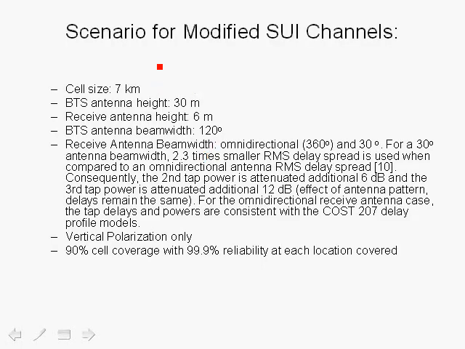Now here's a scenario for the modified Stanford University Interim channels. One is that the cell size is about 7 kilometers, the base station antenna height is 30 meters, the receive antenna height at the CPE is 6 meters, and the beam width of the base station antenna is 120 degrees, for example. There are also other parameters that are discussed here, and we're dealing with vertical polarization.